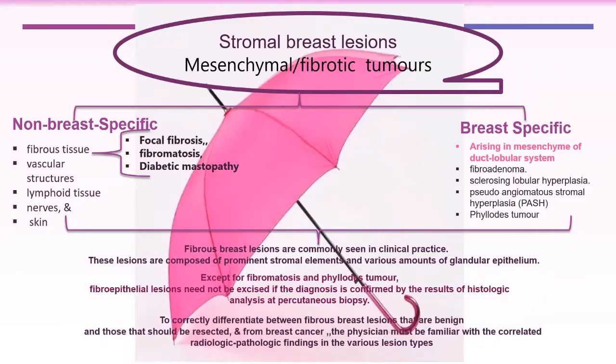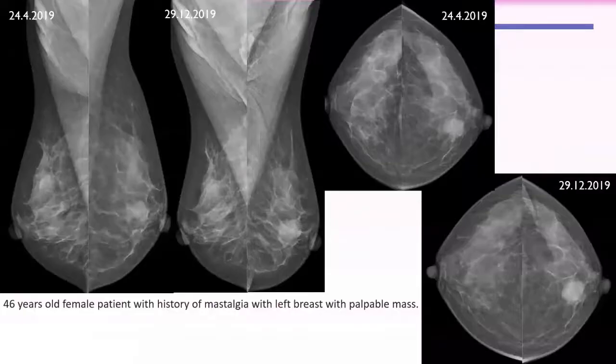And to correctly differentiate between these types of lesions, those we need to surgically excise from those benign ones that need no excision, and from breast cancer, definitely we have to be familiar with these entities and with the radiology-pathology correlation findings, to understand the concordant and discordant lesions, and to differentiate which lesion necessitates to be worked up further. Okay. Question, Dr. Rabab.